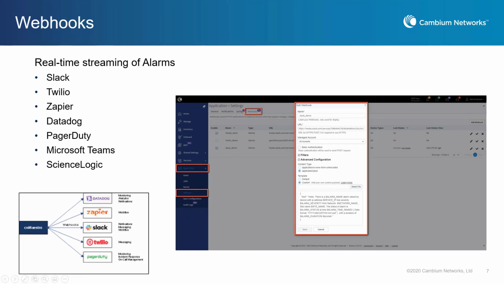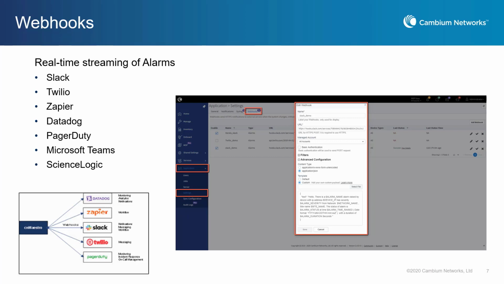cnMaestro uses webhooks to automate sending real-time messages to third-party applications whenever a given event happens. Using webhooks, cnMaestro can automatically send messages to third-party applications such as Datadog, Slack, or Microsoft Teams, just to name a few. For example, let's say you are a network administrator and your IT department uses Slack for internal communications.